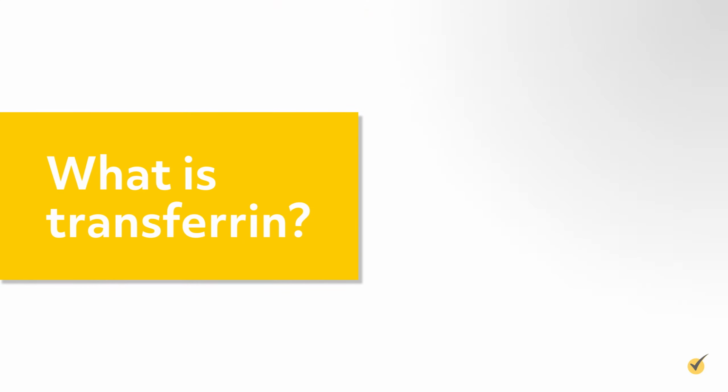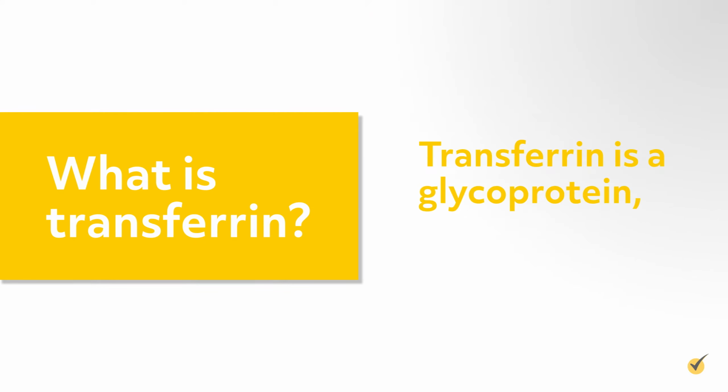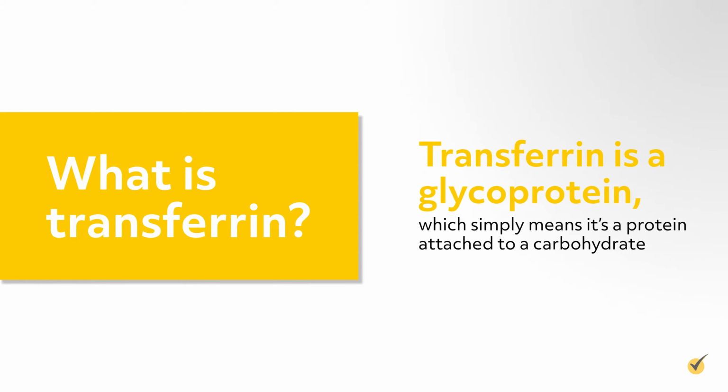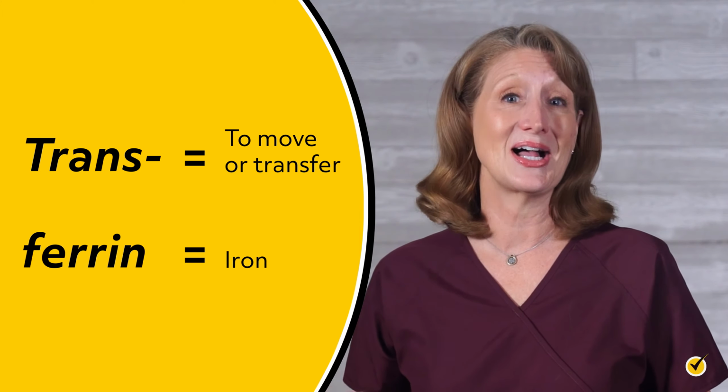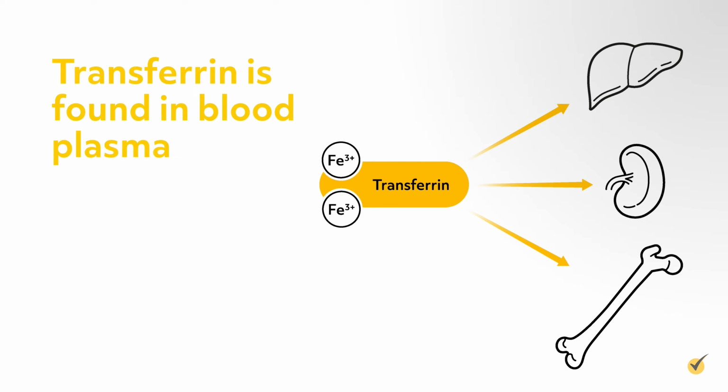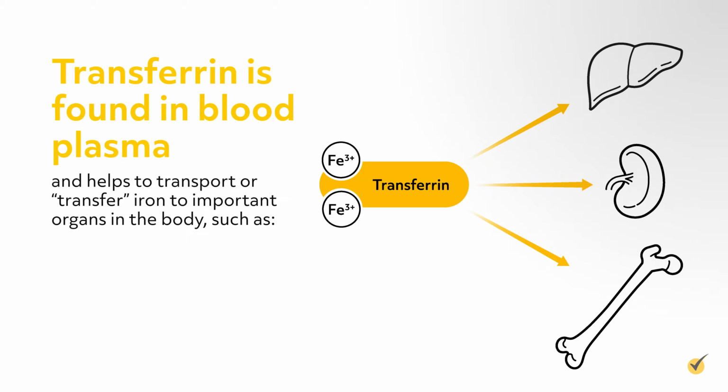So, what is transferrin? Transferrin is a glycoprotein, which simply means it's a protein attached to a carbohydrate. The cool thing about this glycoprotein is that you can figure out what it does just by taking a closer look at its name. Trans means to move or transfer, and ferrin means iron. Transferrin is found in blood plasma and helps to transport or transfer iron to important organs in the body, such as the liver, spleen, and bone marrow.